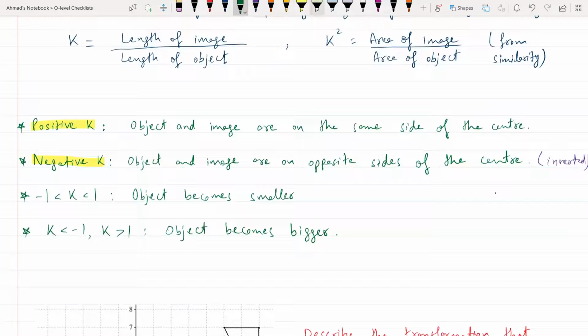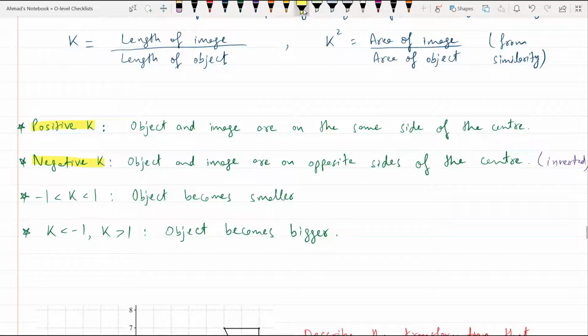और figure आपकी बड़ी कब होती है? जब आपकी K की वैल्यू या तो 1 से बड़ी हो, या फिर -1 से छोटी हो. उसका मैग्नीट्यूड 1 से बड़ा हो तो आपका ऑब्जेक्ट बड़ा होगा. अगर आपकी K की वैल्यू -1 और 1 के दरमियान में है, यानी कि मैग्नीट्यूड ऑफ द स्केल फैक्टर इज लेस दैन 1, तो द ऑब्जेक्ट बिकम्स स्मॉलर.